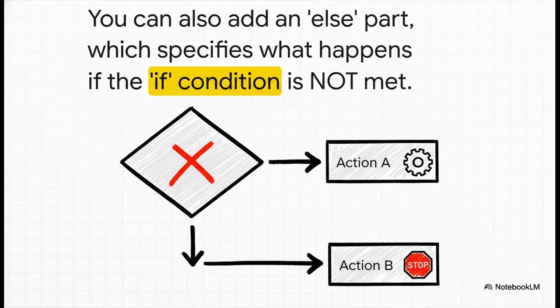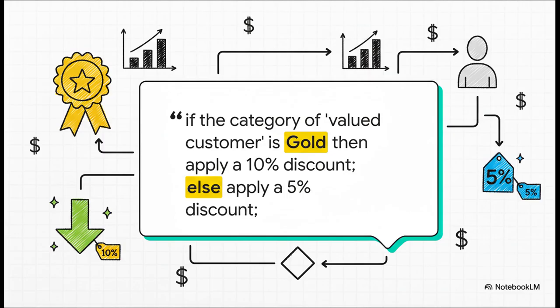Of course, life isn't always that simple. What happens if the if condition isn't true? For that, BAL gives us the else clause, which lets us define a default or an alternative action. And this is a perfect example, right? If a customer is a gold member, they get 10% off. Otherwise, everyone else gets 5%. It's a really clean and simple way to handle two different outcomes from a single condition.